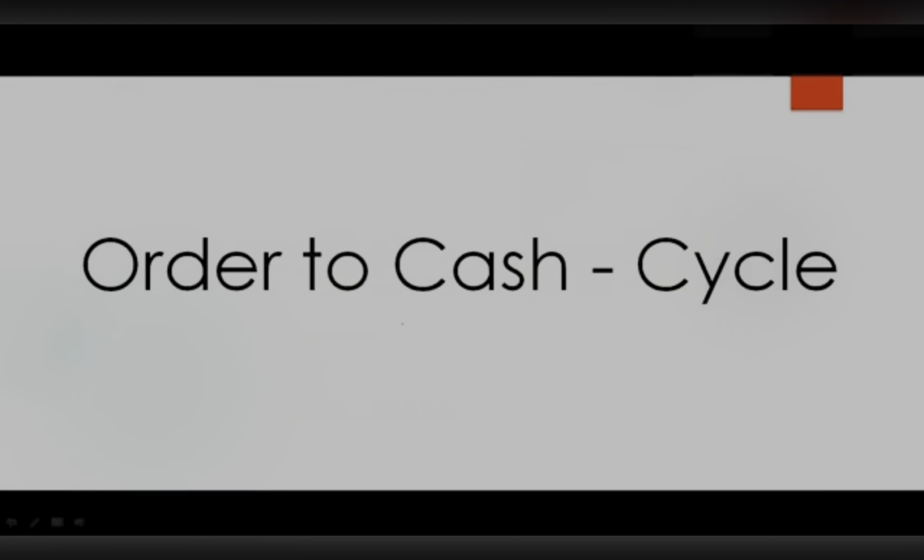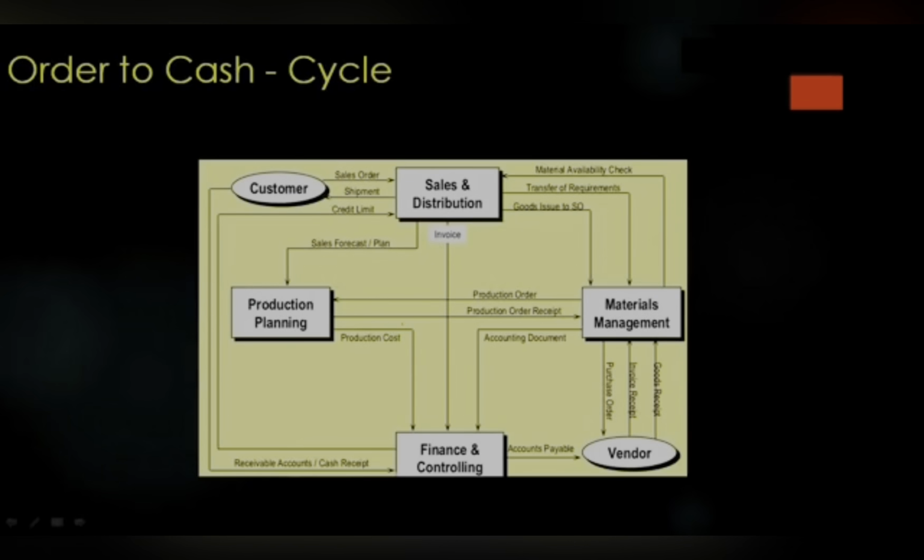Now, the order to cash cycle. SD is also known as the OTC module. For example, you can see some jobs saying SAP OTC consultant. OTC stands for order to cash. In the order to cash cycle, in general terms, first of all you have the customer in the business. The customer will be placing an order, so the company will receive a sales order, and from the sales order we need to deliver some goods or maybe some services as well.